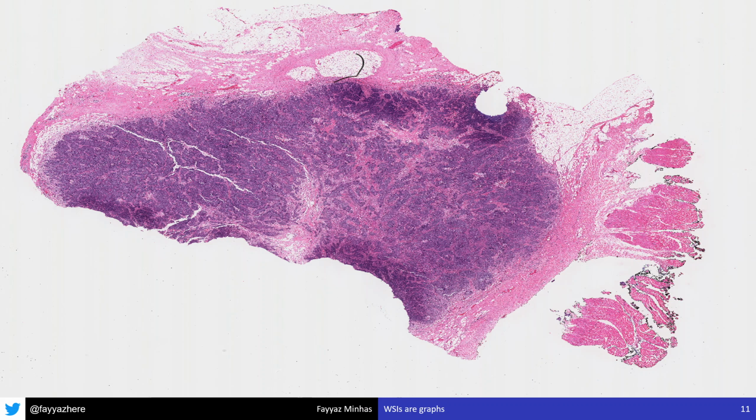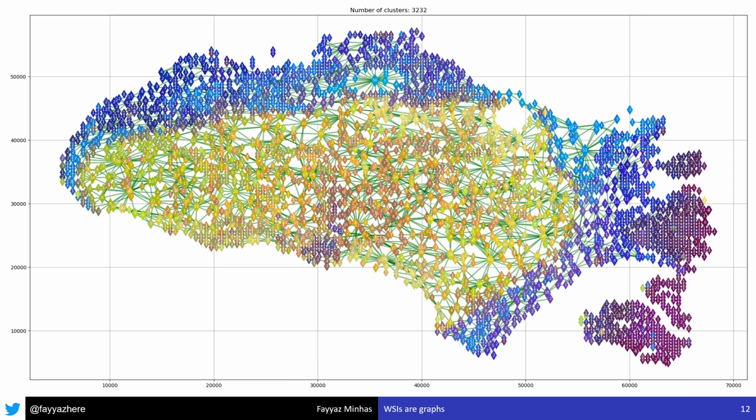So if you think of this whole slide image that you see on your screen, you can take different regions within this whole slide image, and each of them we can treat that region as a node. And the features of that node can be based upon the local characteristics of that particular region in the whole slide image. And where that region occurs within the whole slide image, we can connect it to other neighboring regions and come up with a graph representation like the one that you see on your screen.